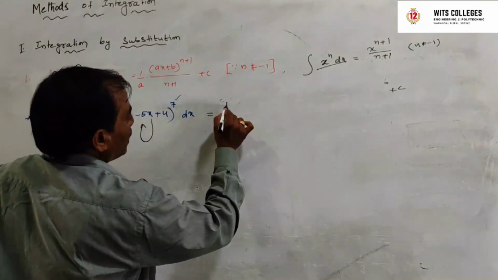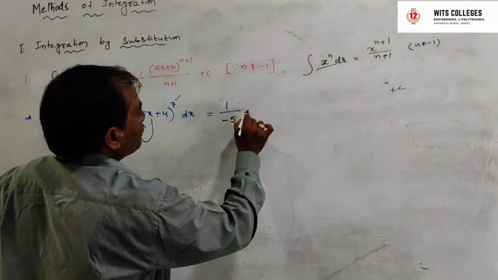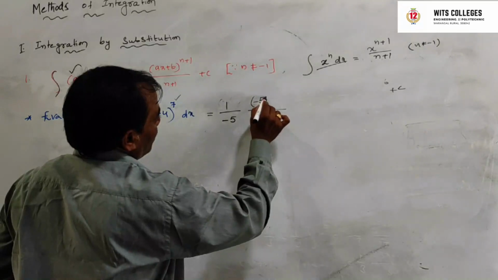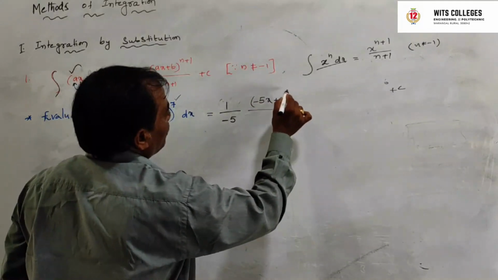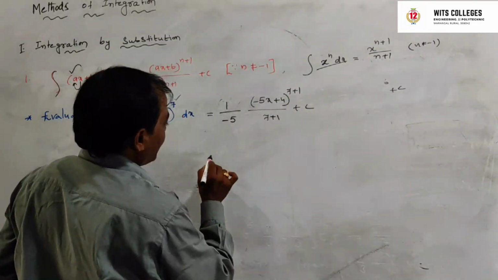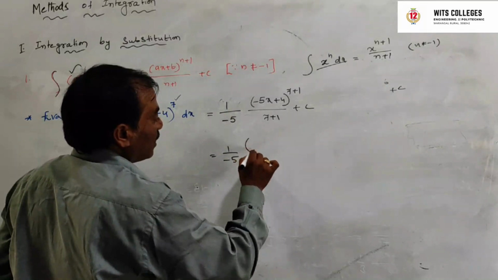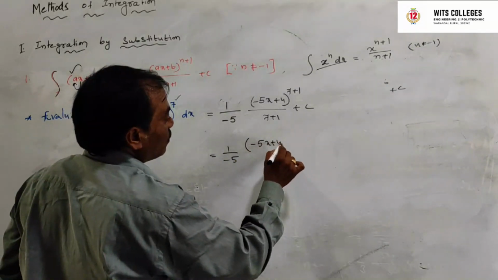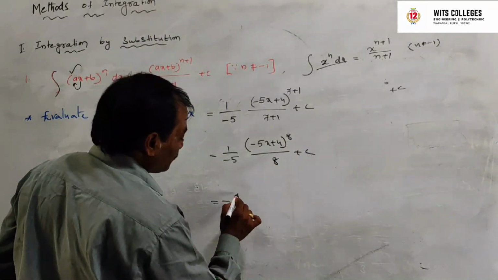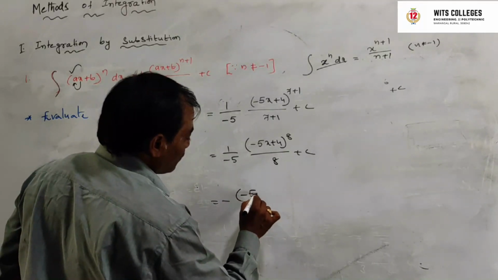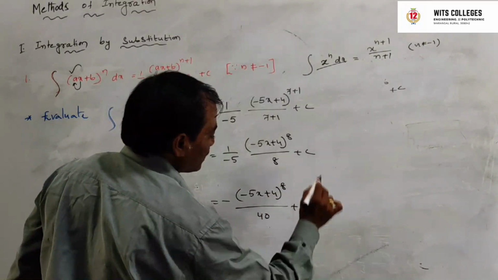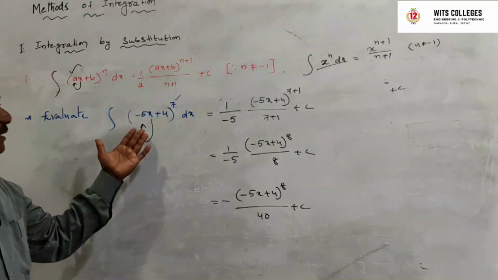So therefore the right hand side value is 1/(-5) times (-5x + 4). We have to write the same value here: (-5x + 4)^(n+1), meaning 7 + 1, over 7 + 1, plus c. And this is equal to 1/(-5) of (-5x + 4)^8/8 plus c. So finally this value equals minus (-5x + 4)^8/40 plus c. So this is the process of finding this integral value.